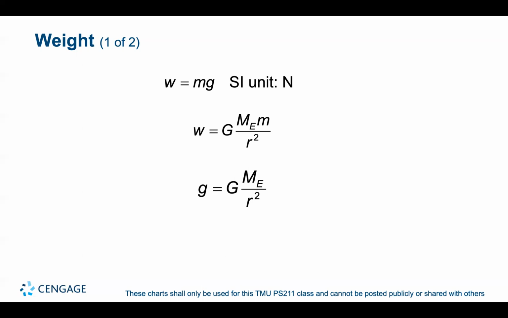We can write an alternative definition of the weight of an object with mass m using Newton's law of gravitation, where ME is the mass of the Earth and R is the distance from the object to the Earth's center. If the object is at rest on Earth's surface, then R is equal to the Earth's radius. Because R squared is in the denominator, we can see that the weight decreases with increasing R. So the weight of an object on a mountaintop is less than the weight of an object at sea level.